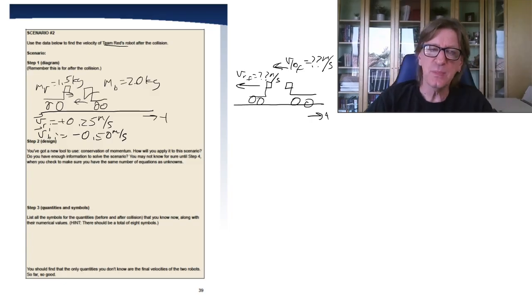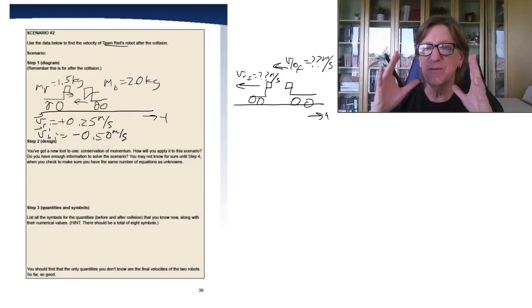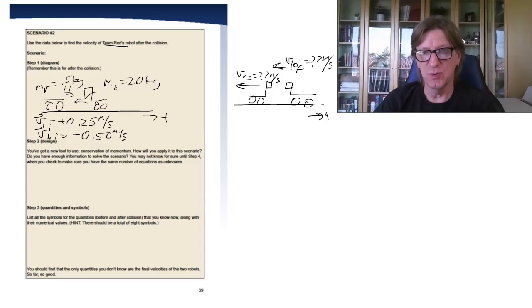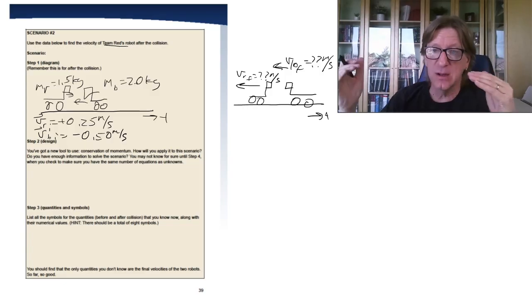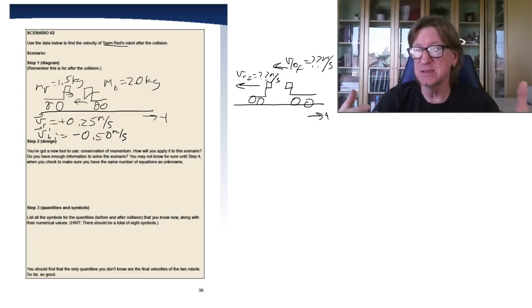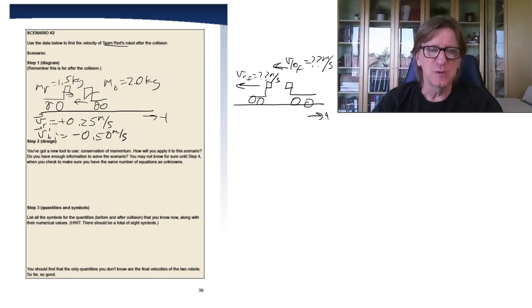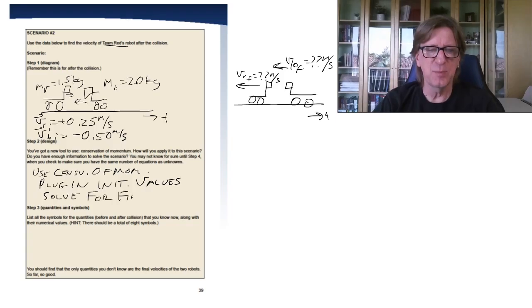Okay? All right, so our design then: anytime you have a collision, you want to think about conservation of momentum. Now, we're going to see that there are some times when conservation of momentum doesn't work, but in many, many cases, conservation of momentum is going to allow you to get the final velocities to determine what happened after the collision. So since we have a collision, in our step 2, we're going to use conservation of momentum. We're going to plug in our initial values, and we're going to solve for the final values. So that's kind of our plan.